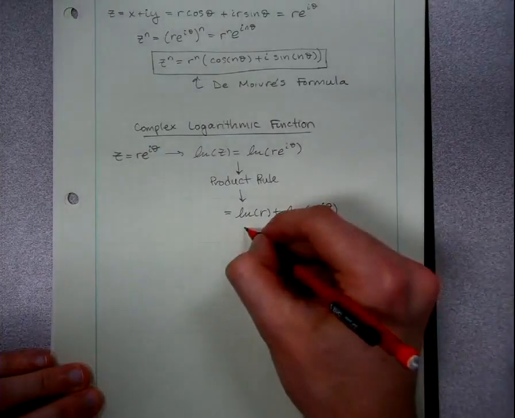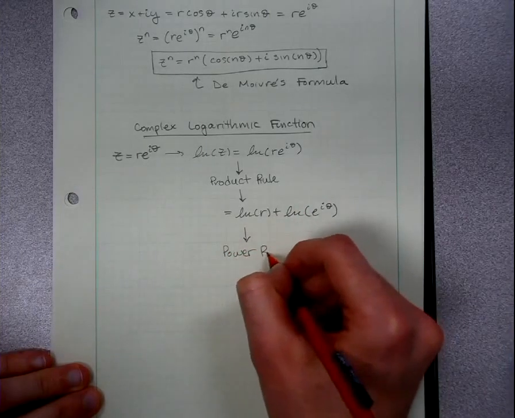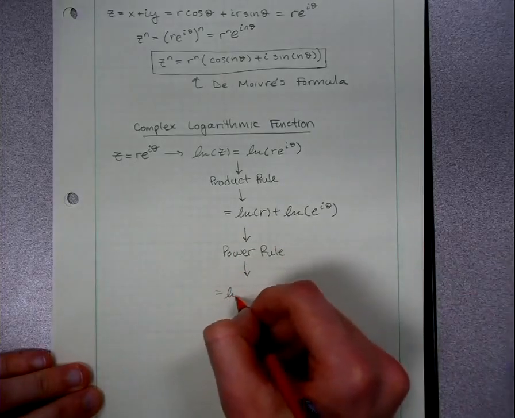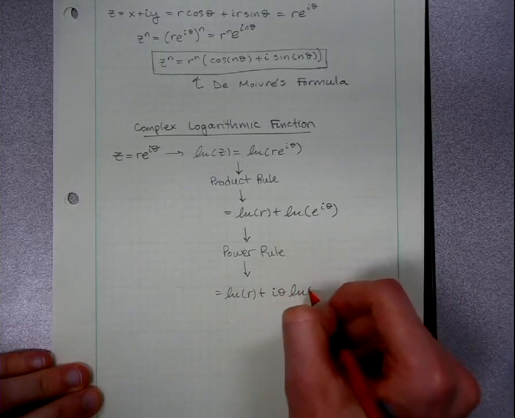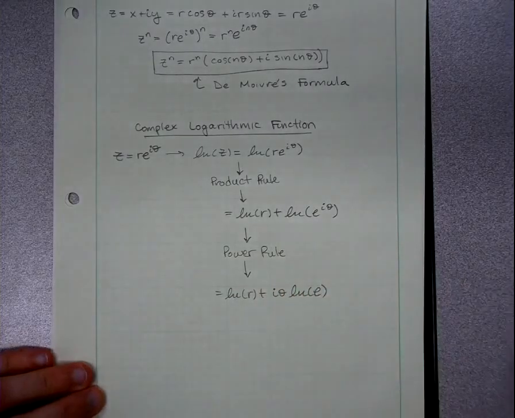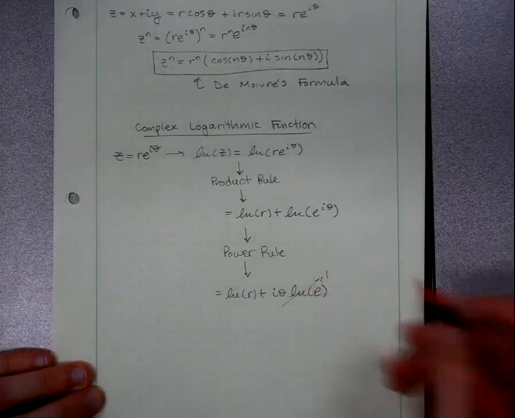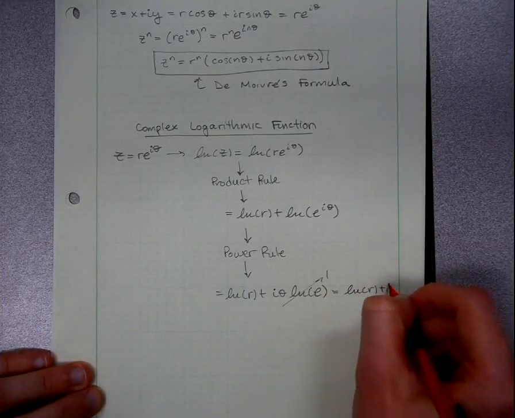Okay, and then next we're going to use the power rule. In doing so, we get that that equals ln of r plus i theta ln of e. And as you guessed it, ln of e is just 1. So we get ln of r plus i theta.